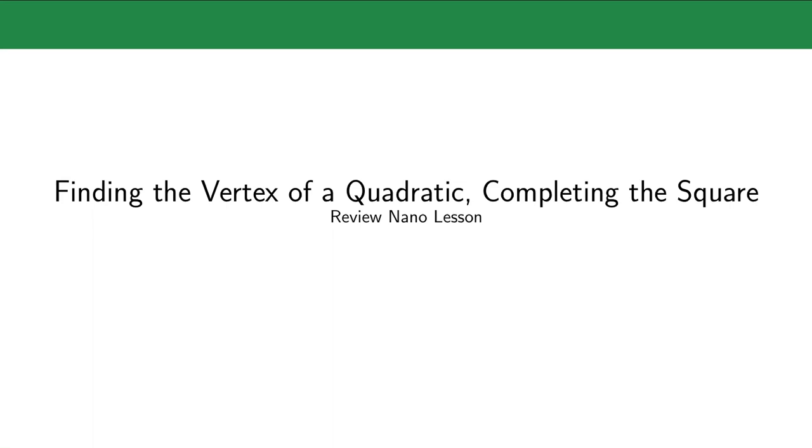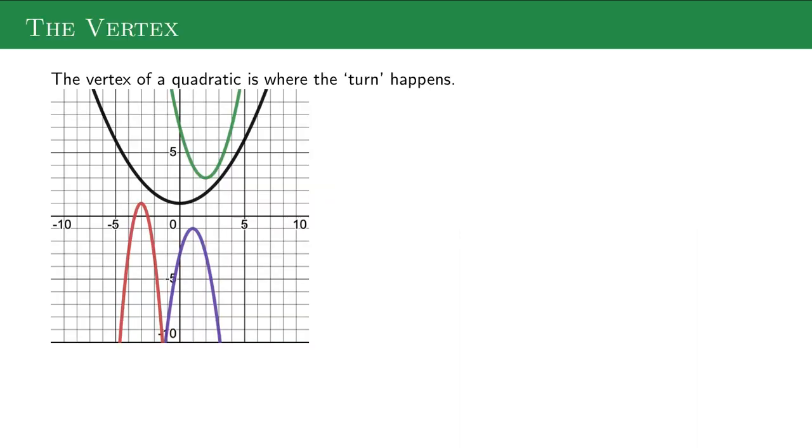In this speedy review video, we're going to talk about finding the vertex of a quadratic, and we're going to do it using completing the square. All right, so the first thing is, what is the vertex of a quadratic? It's where the turn happens. Whenever this kind of turn happens is the vertex of my quadratic. So it's an important point of the quadratic.